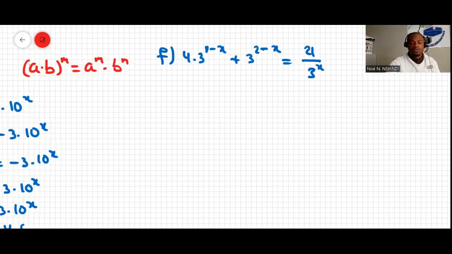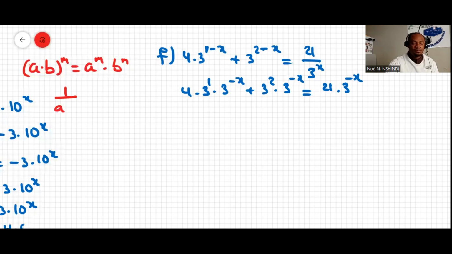So we can split this, as we did in the previous questions. So this will be 4 times 3 to the power of 1 times 3 to the negative x plus 3 to the power of 2 times 3 to the negative x equal to 21 over 3 to the x, which can be written as 21 times 3 to the negative x. Remember this law that says 1 over a to the m equal to a to the negative m.